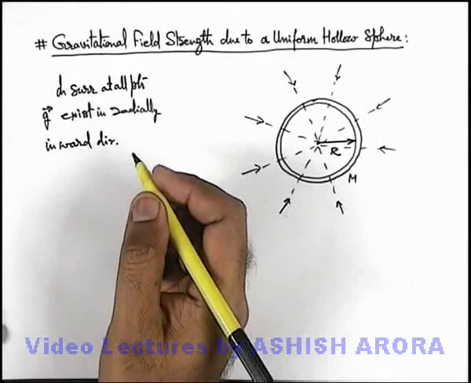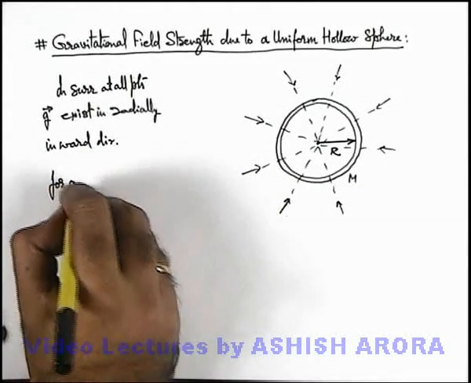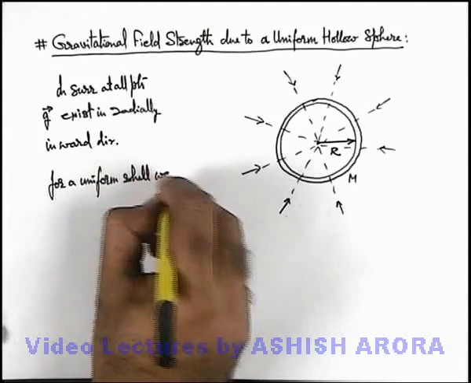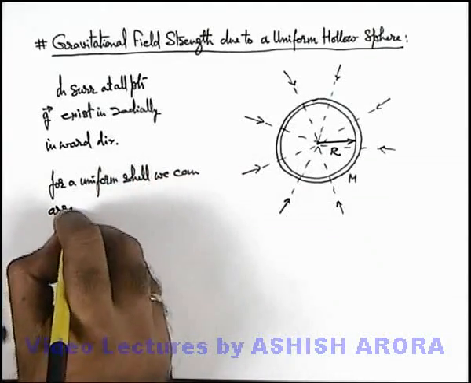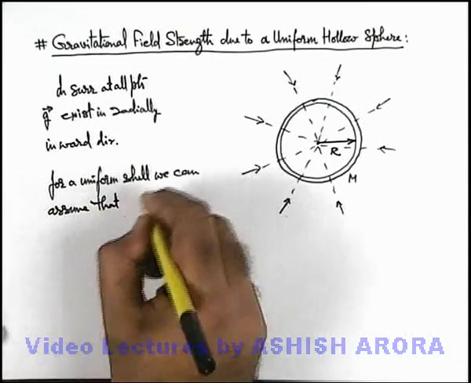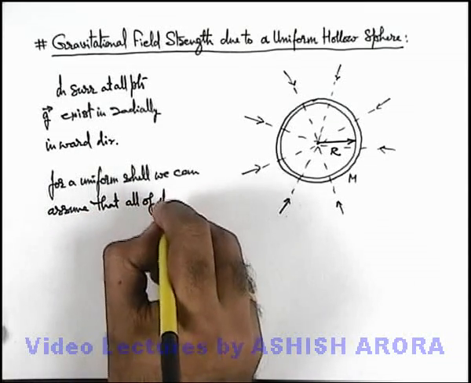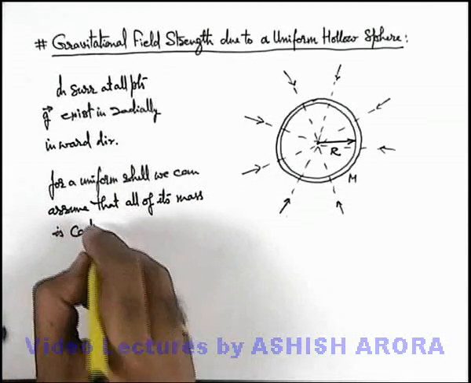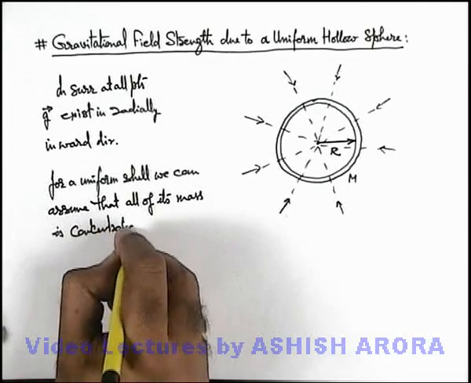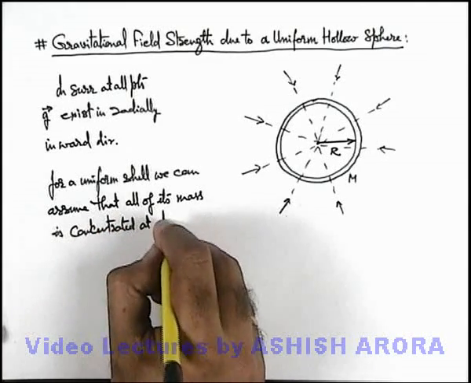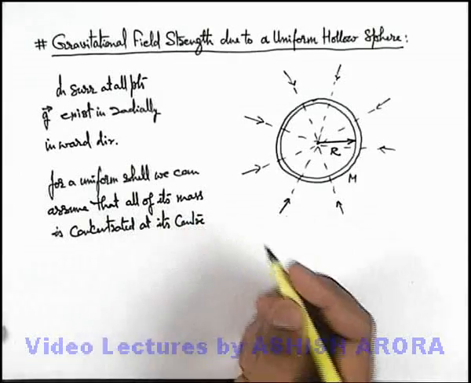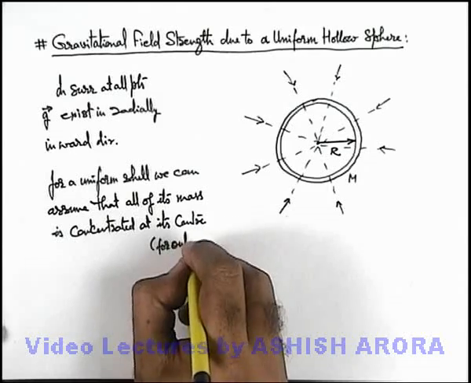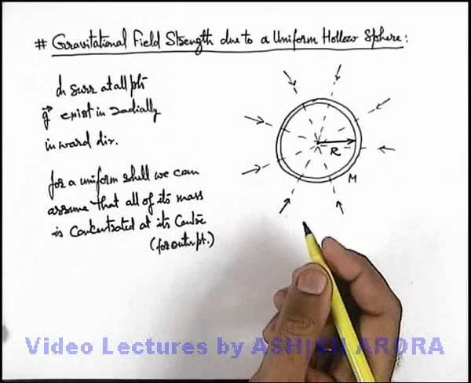And here one more point we can say, for a uniform shell, we can assume that all of its mass is concentrated at its center. And mainly we are talking about outer points. Basically it is for outer points which are on the surface or outside the surface.